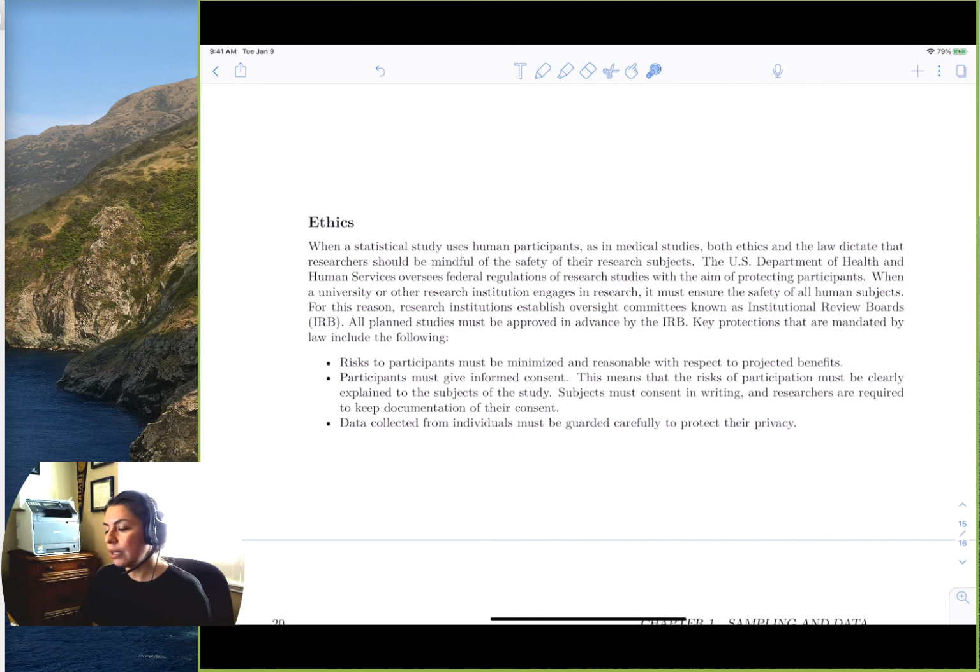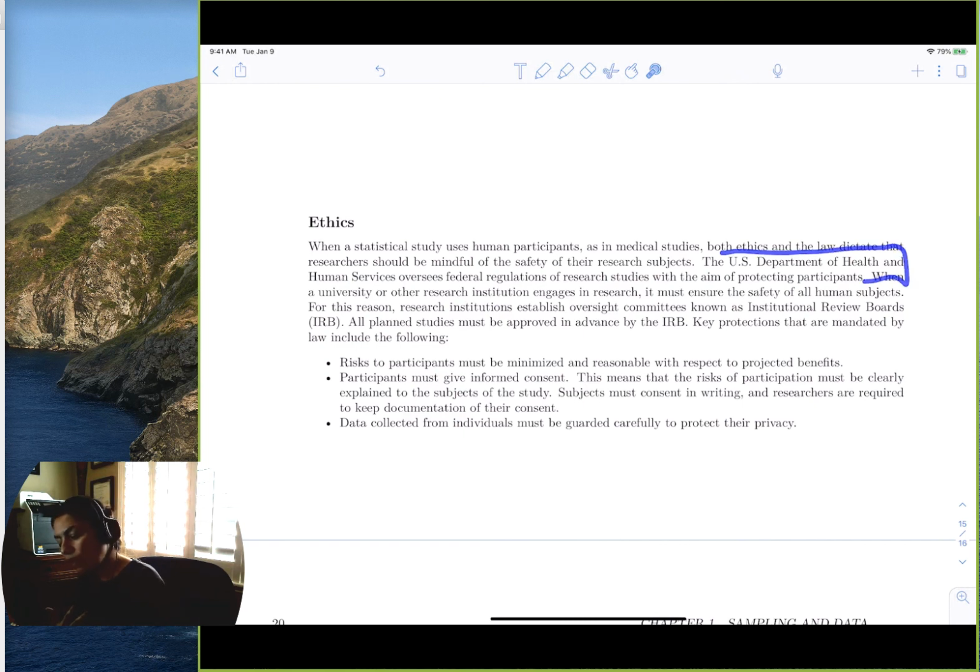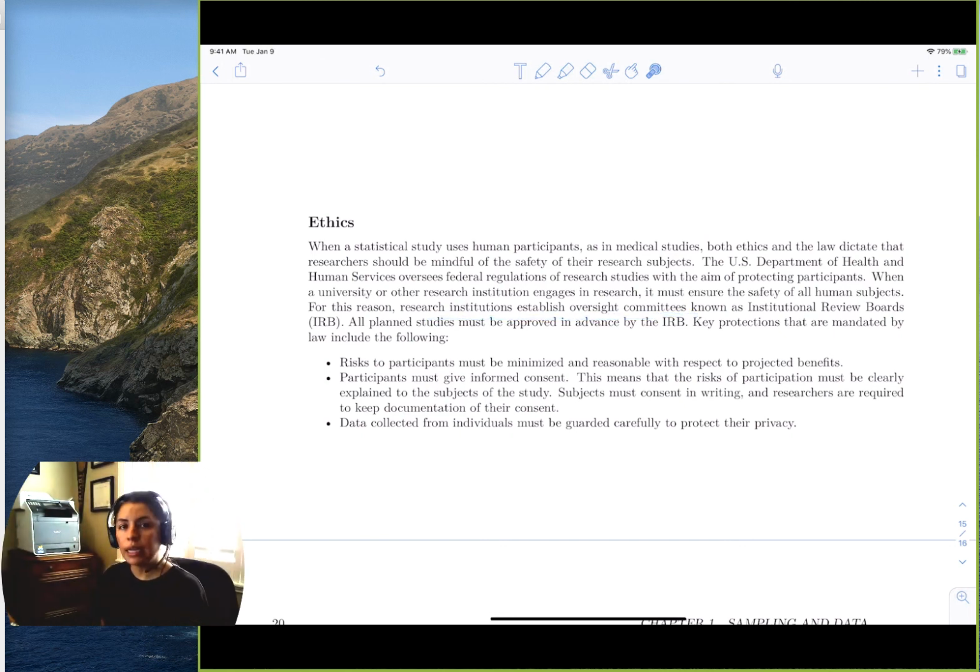So we just want to make sure that it's always abiding by the U.S. Department of Health and Human Services. And there's also research institutions that establish an oversight committee. So if you want to be published and you want it to be public, and like the CDC to approve it and the FDA, there is institutional review boards out there that can review, and they just want to make sure that the risk to participants are minimized, participants are given informed consent to what the study is, being honest about it, and the data collected from individuals protect their privacy, because that's really important, especially on sensitive subjects.